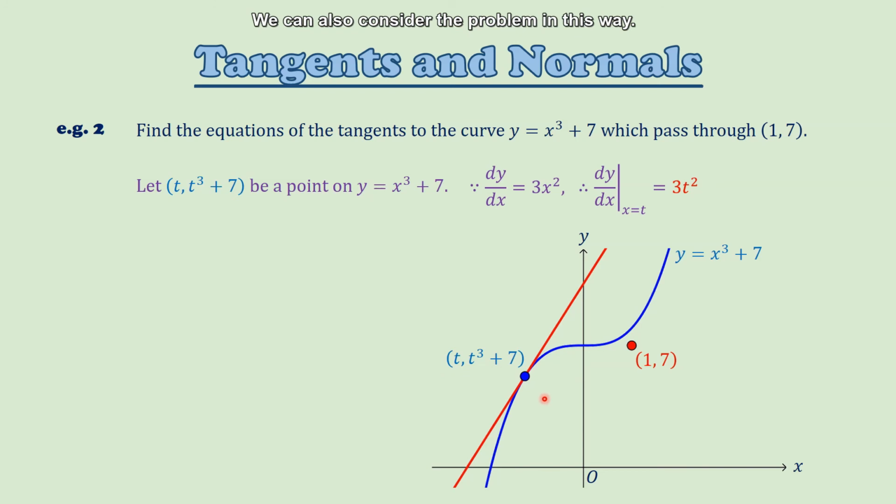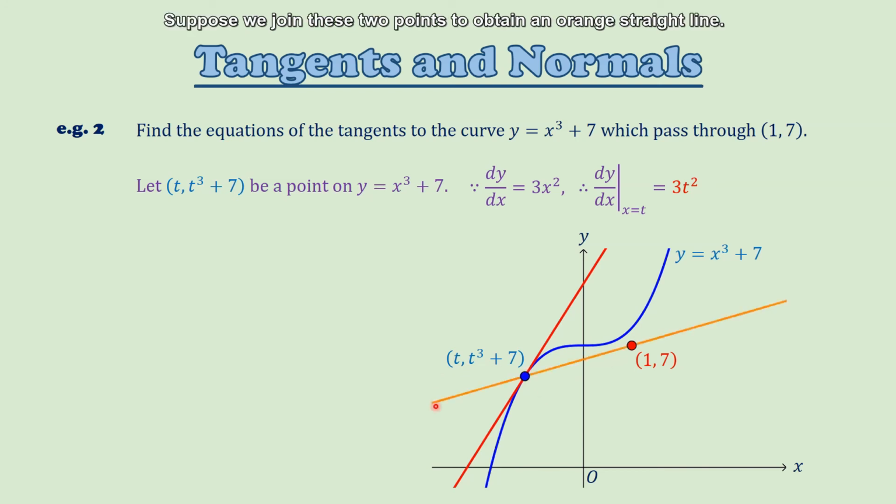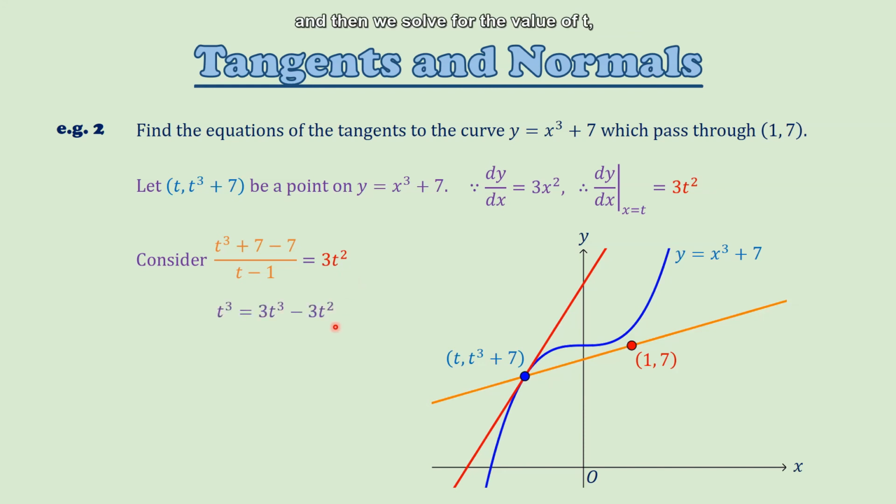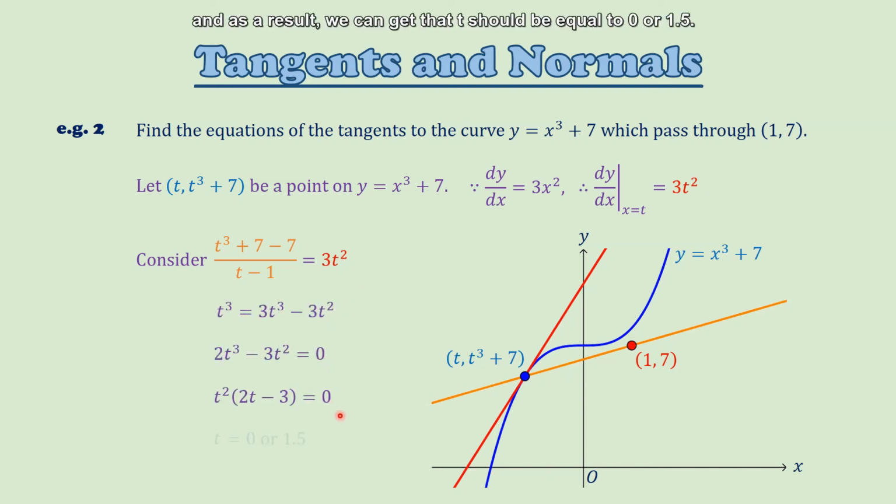We can also consider the problem in this way. Suppose we join these 2 points to obtain an orange straight line. Now we want to move this point such that this red tangent will overlap this orange straight line, and in this case, this is the tangent that we are looking for. Now we know that the slope of this red line is equal to 3t squared, and we know that the slope of this orange line is equal to (t cubed plus 7 minus 7) over (t minus 1). And now we just need these 2 slopes to be equal to each other, and then we solve for the value of t. And as a result, we can get that t should be equal to 0 or 1.5.